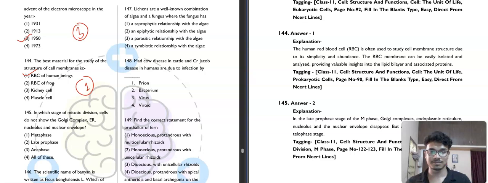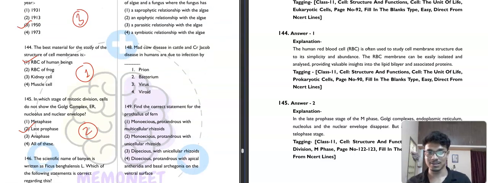Then question number 145. Which stage of mitotic division do cells not show the Golgi apparatus, ER, nucleolus and nuclear envelope? Metaphase, late prophase, anaphase, all of this. Second option, late prophase. We can't see any of these in late prophase. They all disappear and they all reappear in the telophase stage.